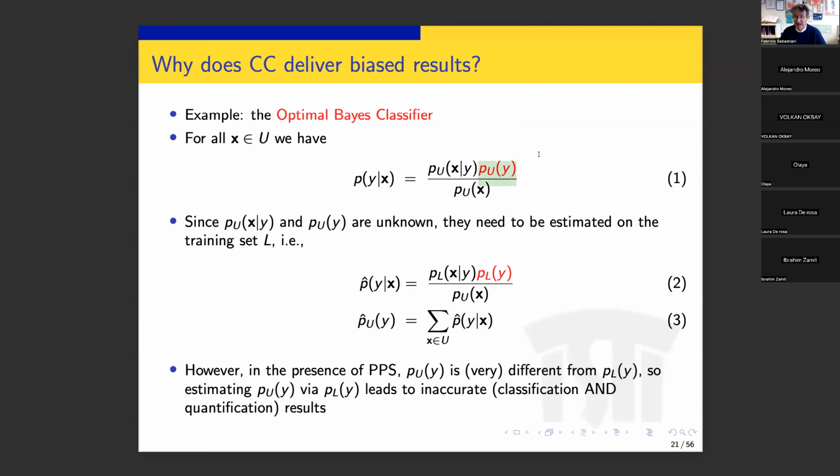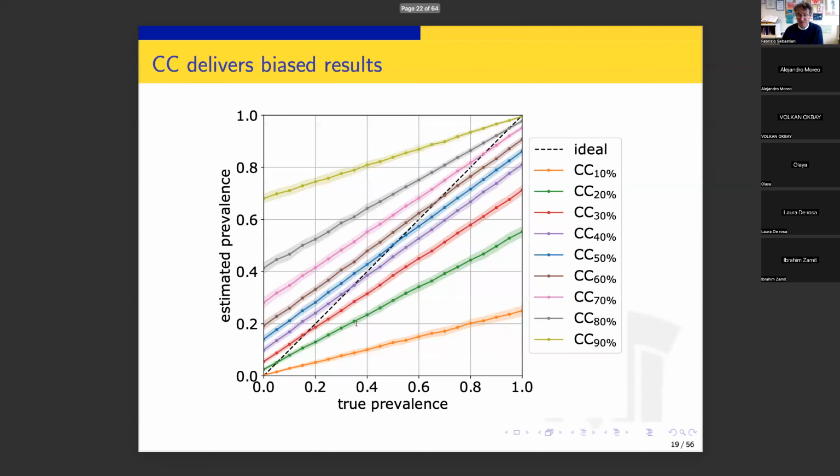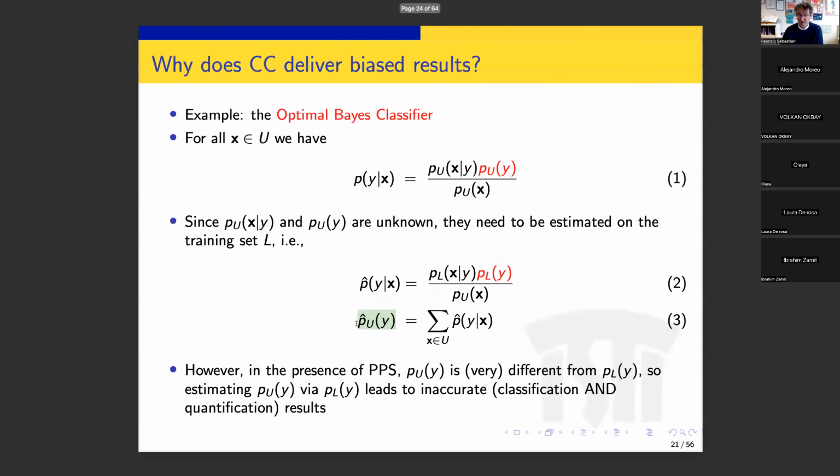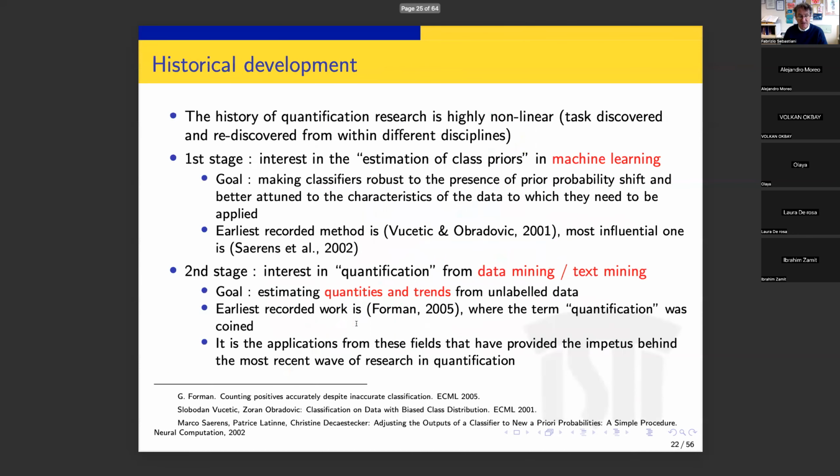Sure, it is a good estimate when we don't have dataset shift. But if we are in the presence of a shift in the class prevalences of Y, say there is prior probability shift, then PU of y, the frequency of class Y in the unlabeled data, is very different from PL of y. So this estimate is inaccurate. If PL of y is much bigger than PU of y, these probabilities will be overestimated, and this class prevalence value will be overestimated. This is essentially the very same phenomenon we saw here. Okay, so this is an example of why classify and count may deliver biased results in the case of Bayesian classifiers, but similar cases obtain for other learners.